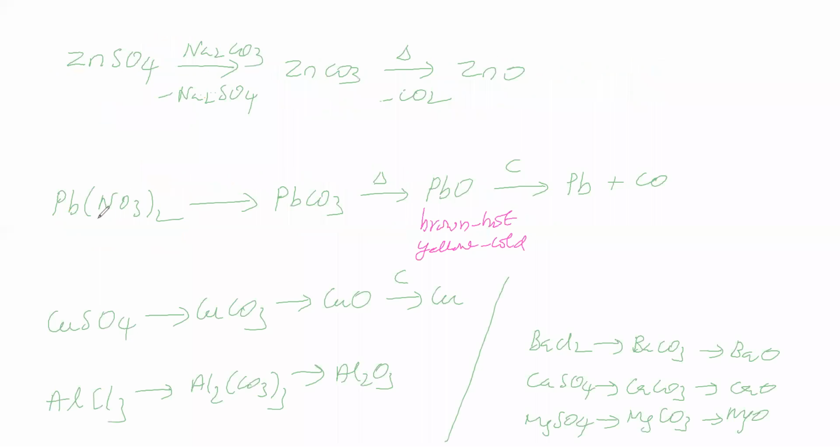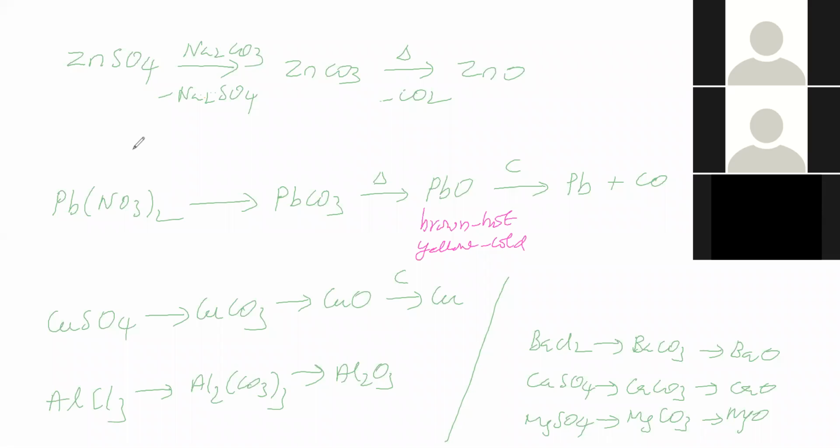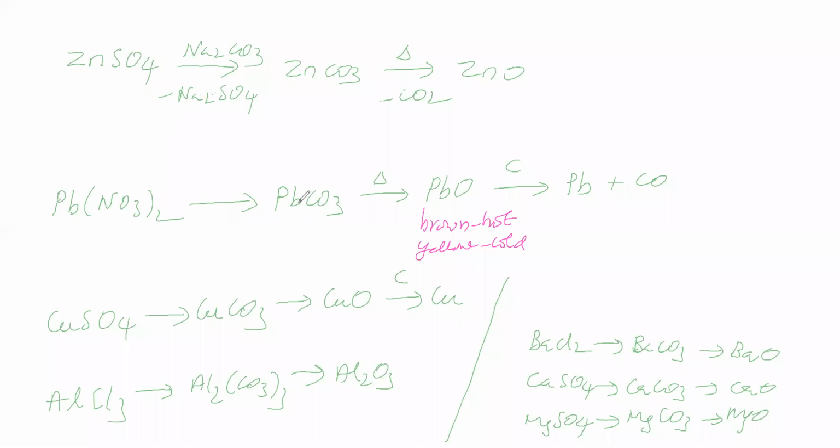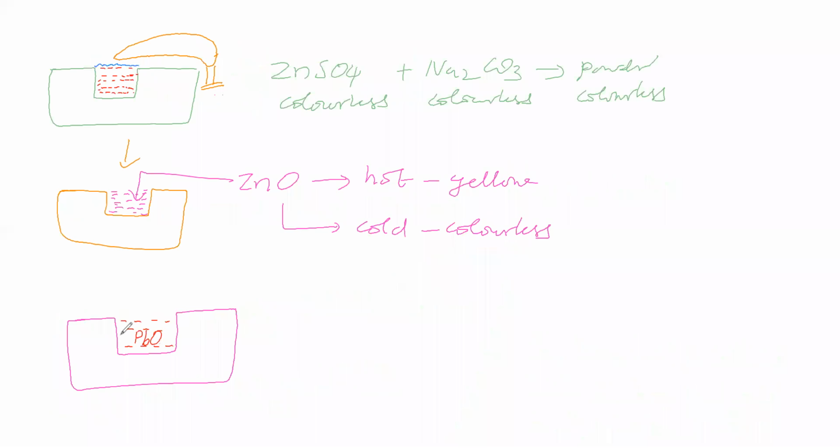It is colorless. It is mixed with the sodium carbonate, which is also colorless. Then it undergoes double decomposition and gives lead carbonate. This lead carbonate on decomposition gives lead oxide, plumbous oxide. That plumbous oxide is present here.